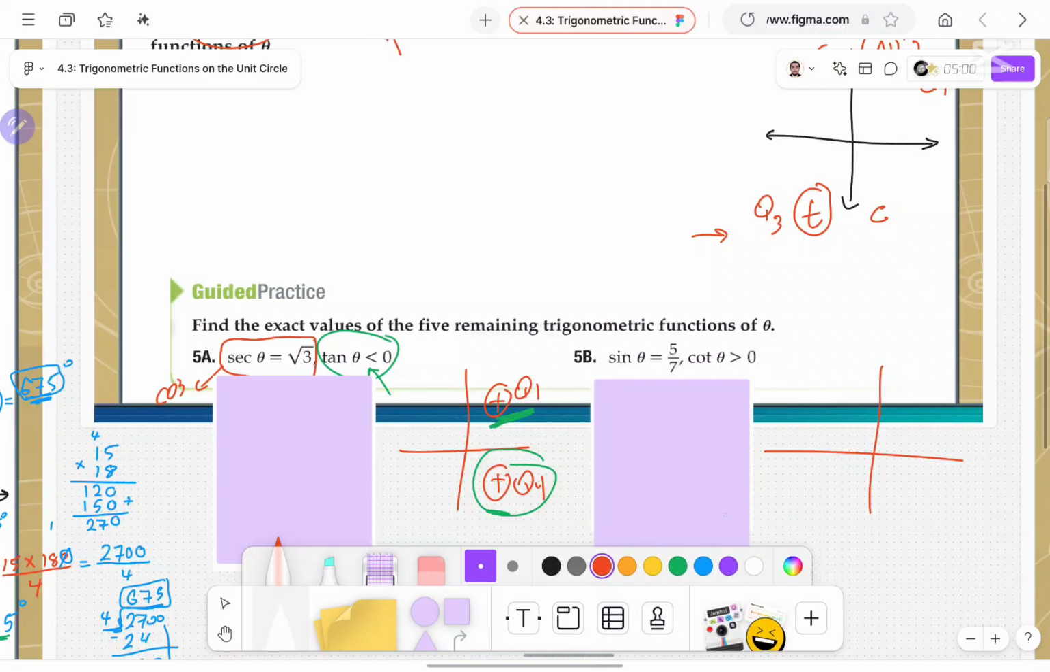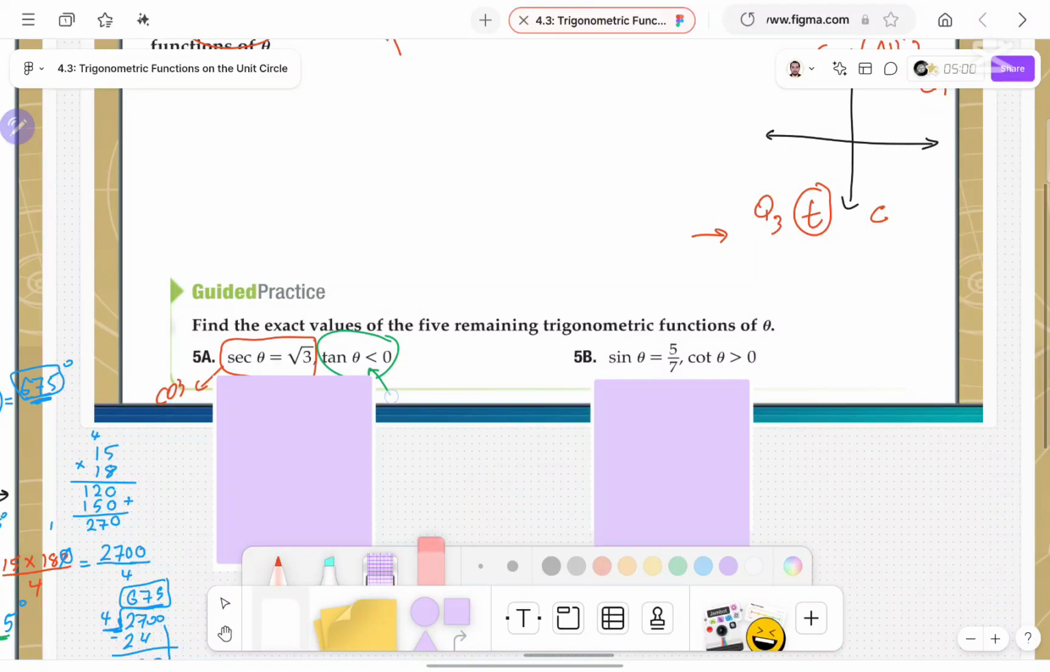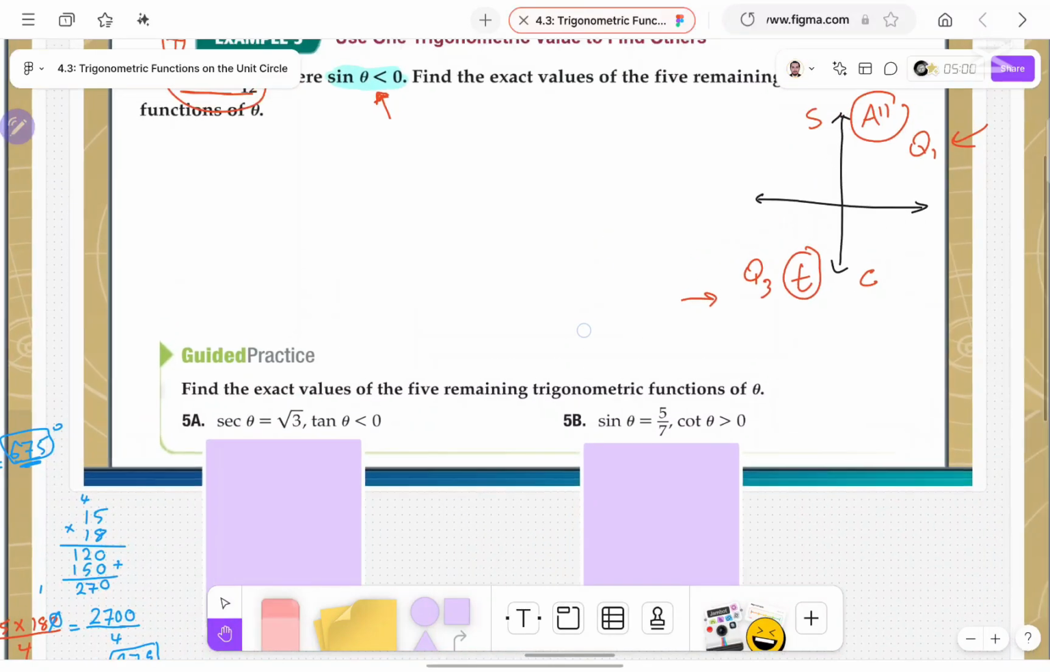Look at this one here. Sine is positive. I know that sine is positive here and here. But look, cotangent. Cotangent is positive. So I have quadrant 1 and quadrant 2. In which quadrant are sine and tan both positive? In quadrant 1, so the triangle will be in quadrant 1. So you have to use both pieces of information, and both will guide you in which quadrant you are going to draw the triangle.